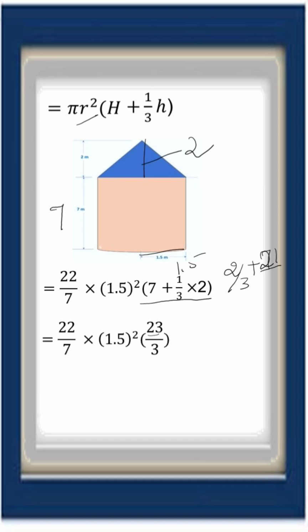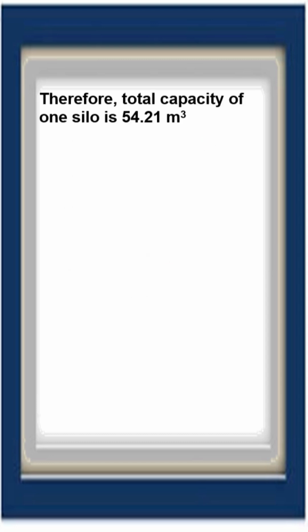Here 3 ones are 3, 0.5s are. Here we have 1.5, 0.5 into 1.5. So this is equal to, if we multiply these two, we will get 0.75 into 3. That is equal to 54.21. So therefore total capacity of 1 silo is 54.21 meter cube.